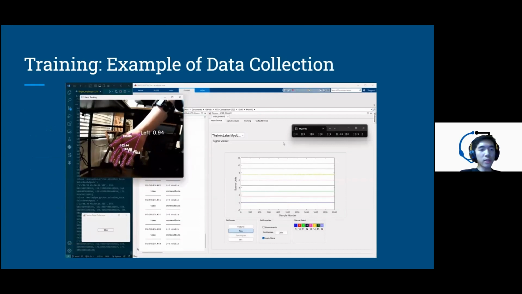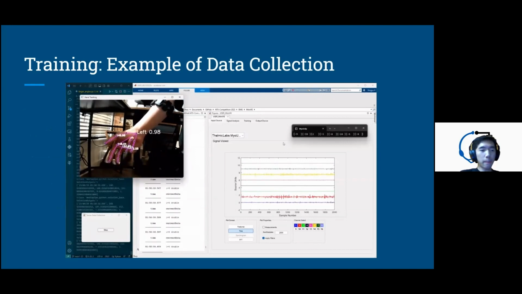Note that the webcam collects the finger angle data using MediaPipe, and the sensor on his forearm collects the EMG signals.